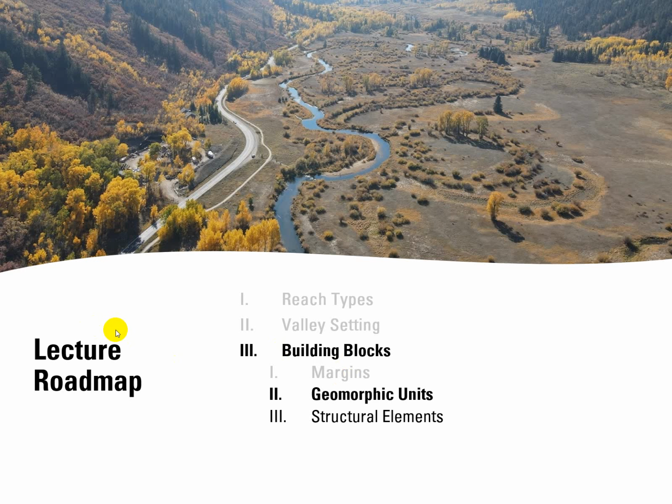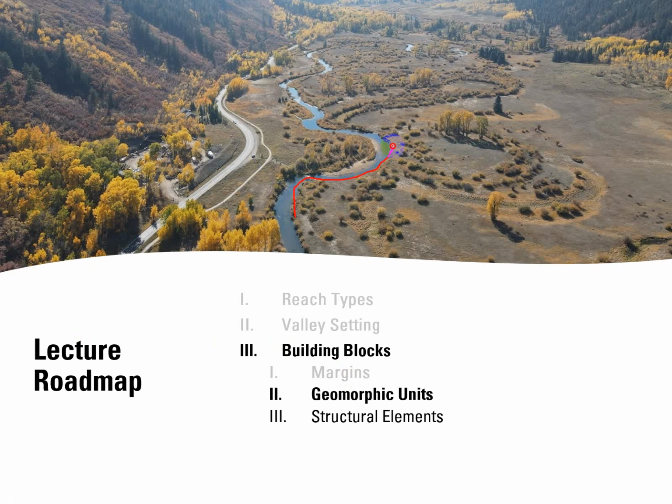Okay, so some of the other things that you might find on a legend of a map, if you're going to make a geomorphic map of a riverscape, are geomorphic units. These are the real big building blocks, basically the polygons. If I was to get out my pen here and start drawing, right?